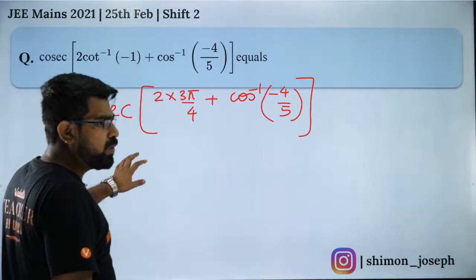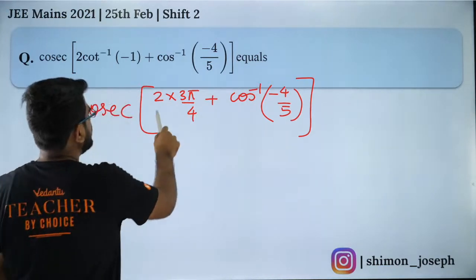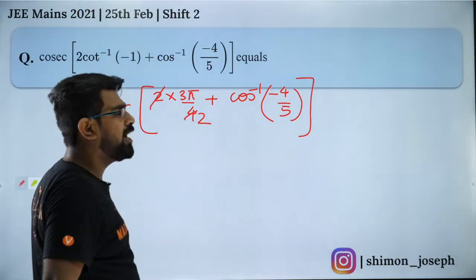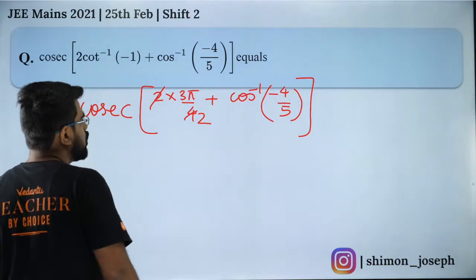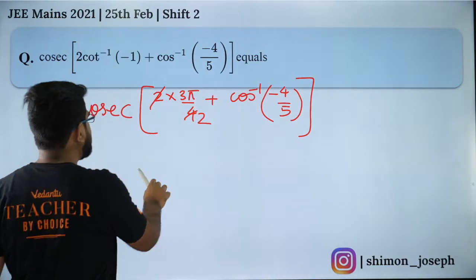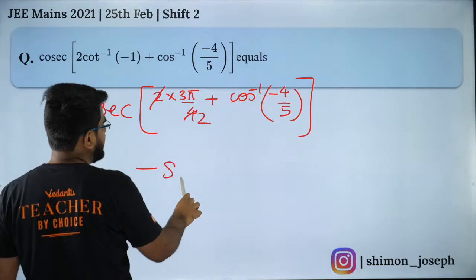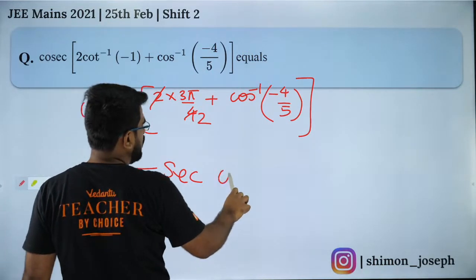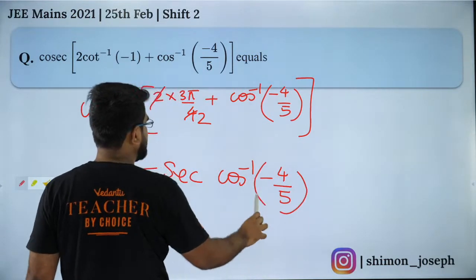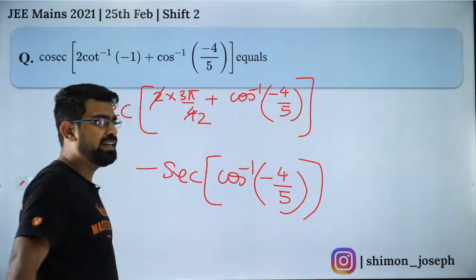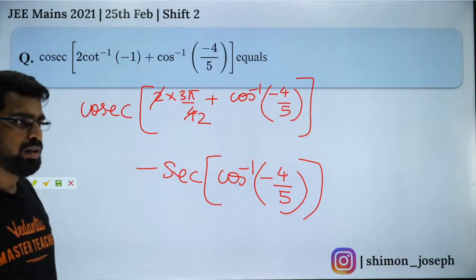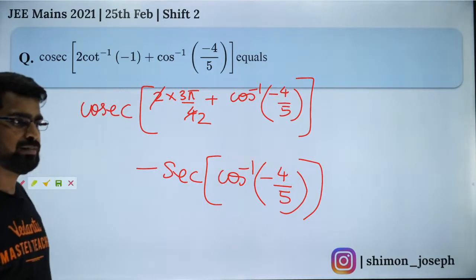So the answer is going to be what? Cosecant of 3 pi by 2 plus theta will be what? Cosecant of 3 pi by 2 plus theta will be minus secant theta, right? So minus secant of cos inverse of minus 4 by 5. Are you all clear with it, everybody? Did you all understand that?